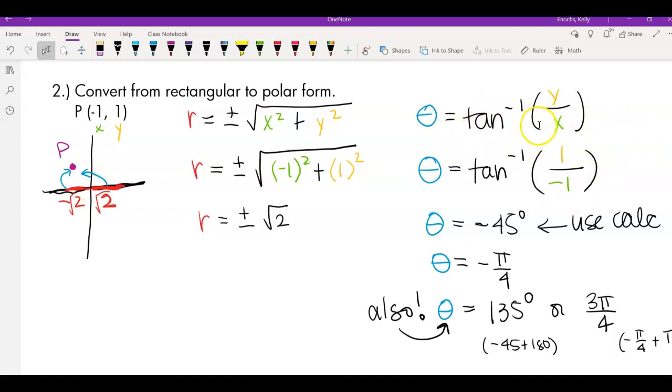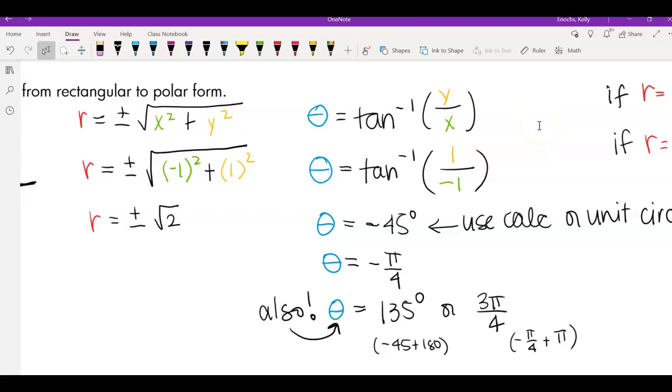So what are those rotations? That's where this second equation comes in. So if I try to find the inverse tangent of y over x, I go through and plug in my y value and x value, 1 and negative 1.